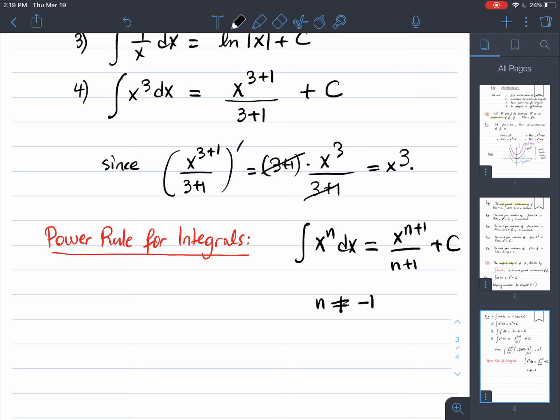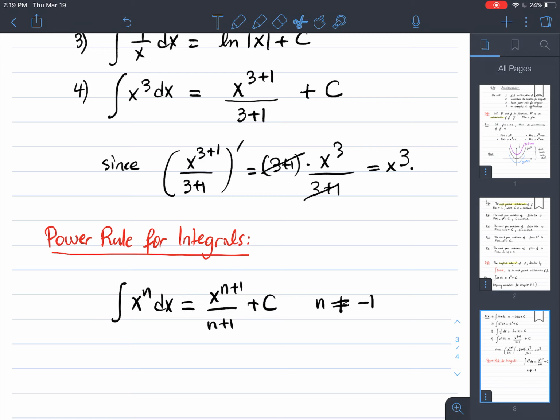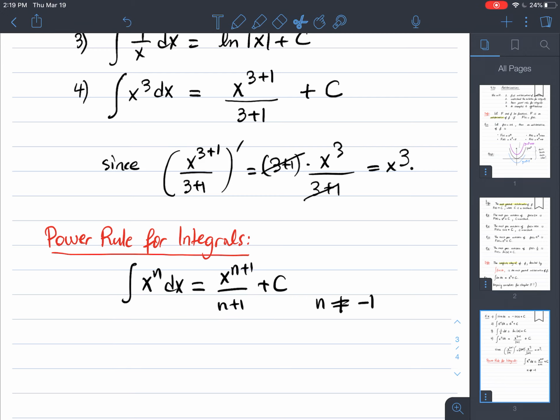Maybe I should do this. Let me just take this and move this here. Okay, this is better now. Okay, and I'll take this and move this here as well. All right. So you can take any power of x and integrate it as long as the exponent is not negative 1.